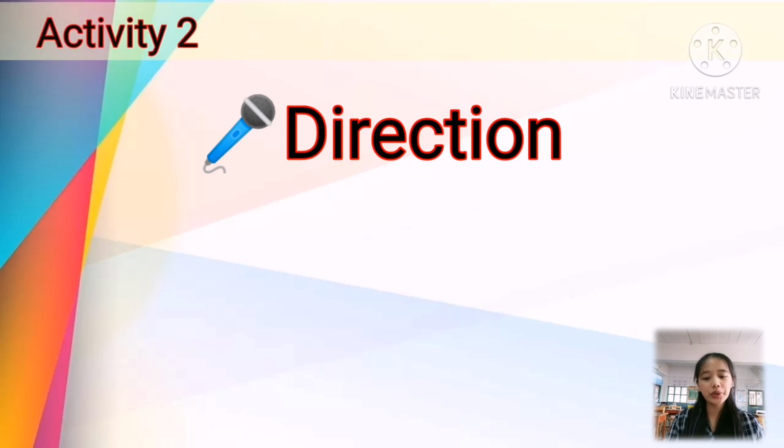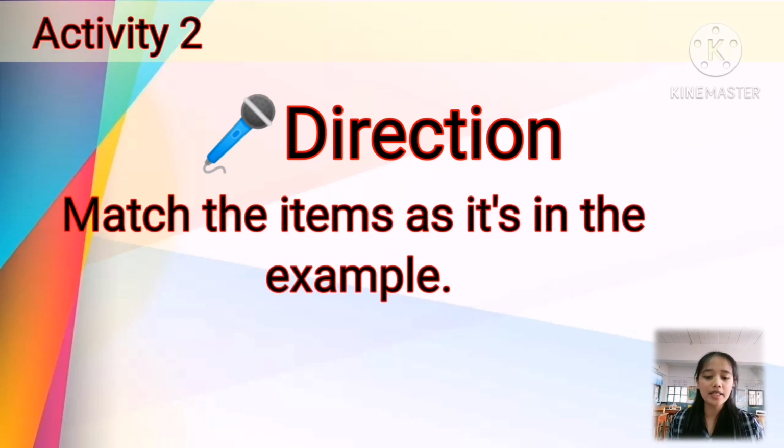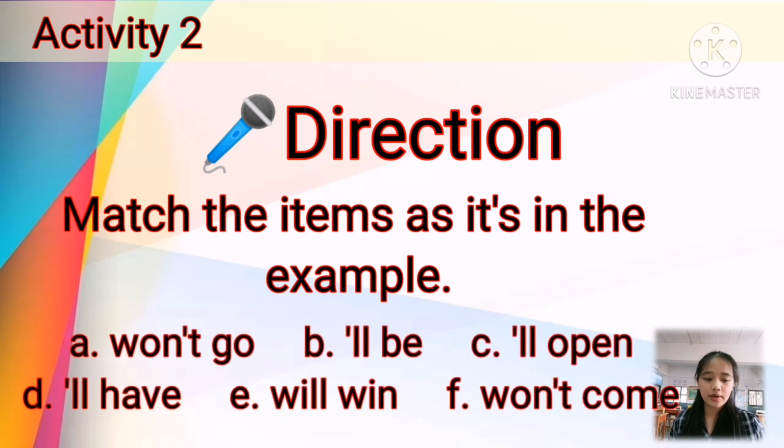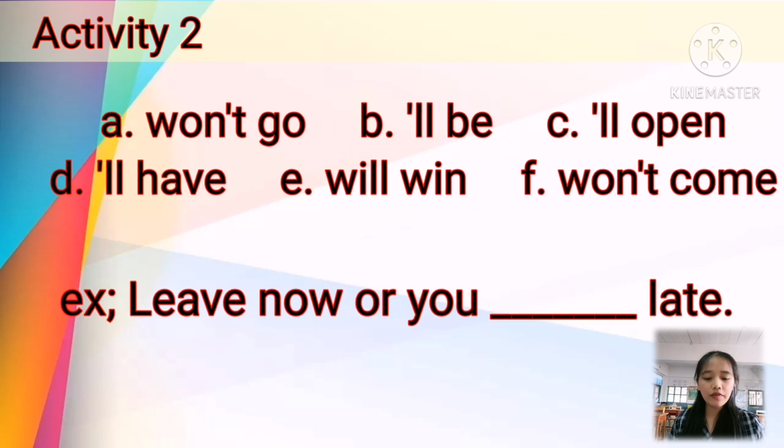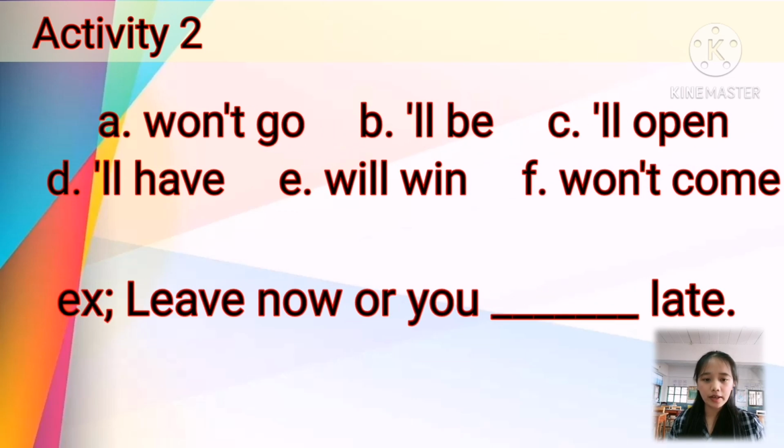For activity 2, you are going to match the items as in the examples. We have choices here. So check this out. For example, here we have "leave now or you blank late". What do you think is the right answer? It's letter B: leave now or you'll be late. So apostrophe LL is the short form of "will". Okay?